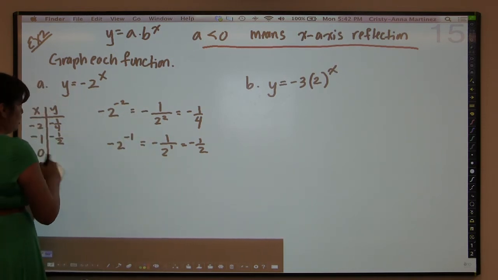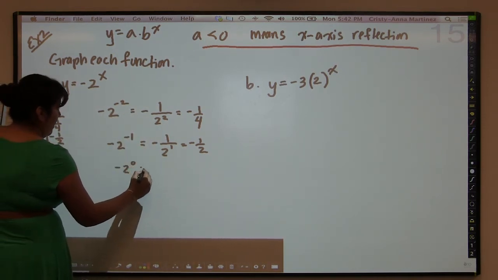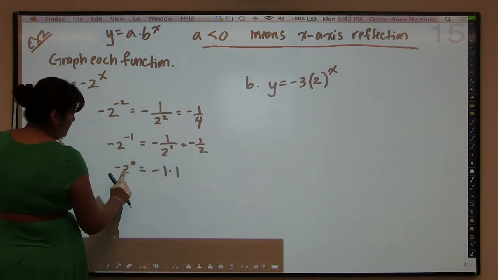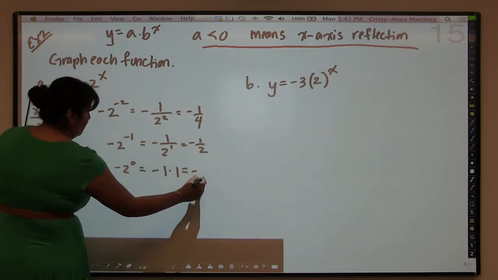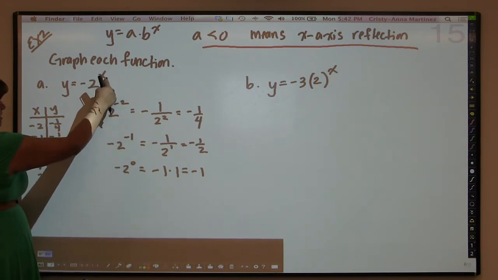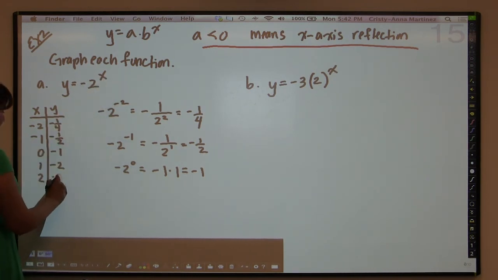So then I'm going to put 2 to the 0 power, and that's going to be -1 times 1, because 2 to the 0 power is 1. So you're just going to get -1. And when I put 2 to the 1 power, it's going to be -2. And when I go 2 squared, it's going to be 4 times -1 is going to be -4.